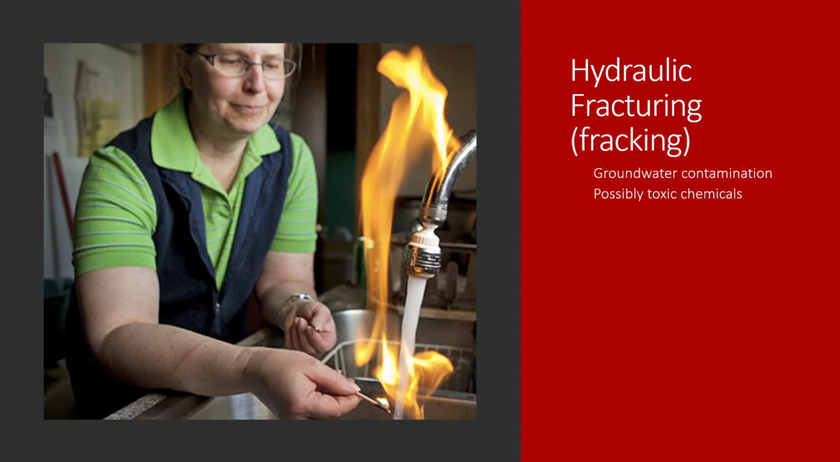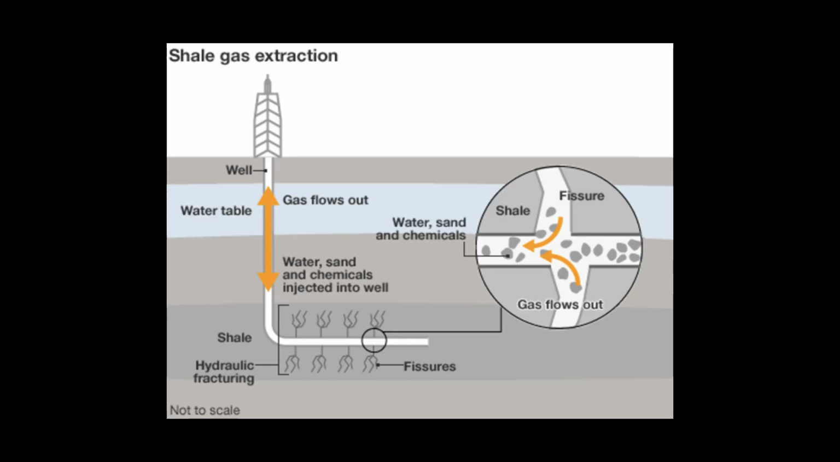Now how we're getting it is through fracking, which is hydraulic fracturing. Now, one of the risks that comes with hydraulic fracturing is we can contaminate the groundwater, and there are possible toxic chemicals being released into groundwater through the process of extraction. So this is how fracking works.